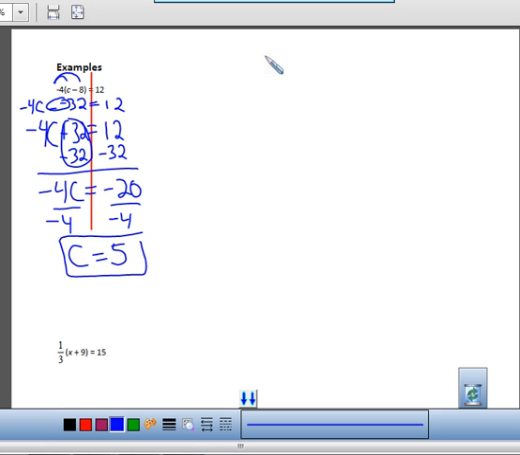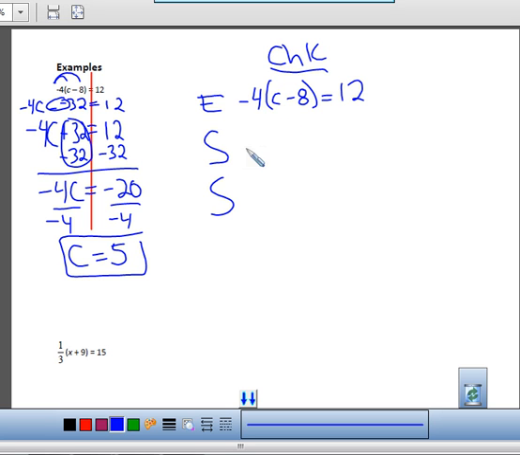Okay, so now, do I have to do the check? Yes, you know the answer to that. You have to do the check. ESS: equation, substitute, solve. The original equation. Don't write down the equation that you got after you did the distributive property. If you did the distributive property incorrectly, then you could have a mistake. Now this time when I do the check, I'm not going to do the distributive property.